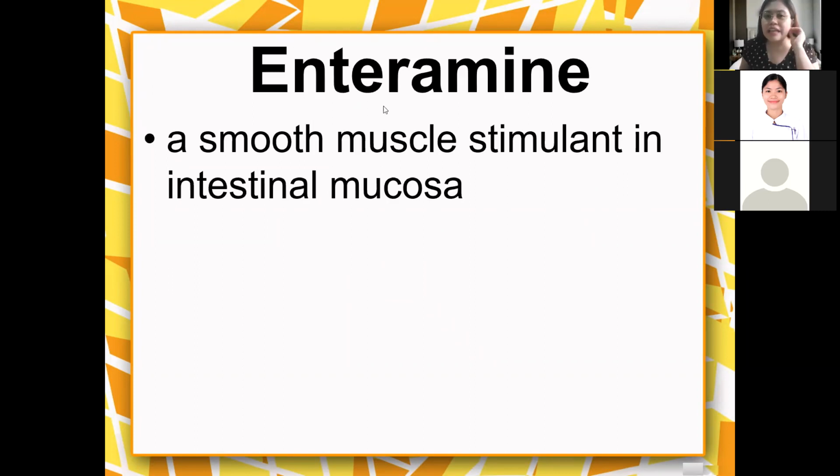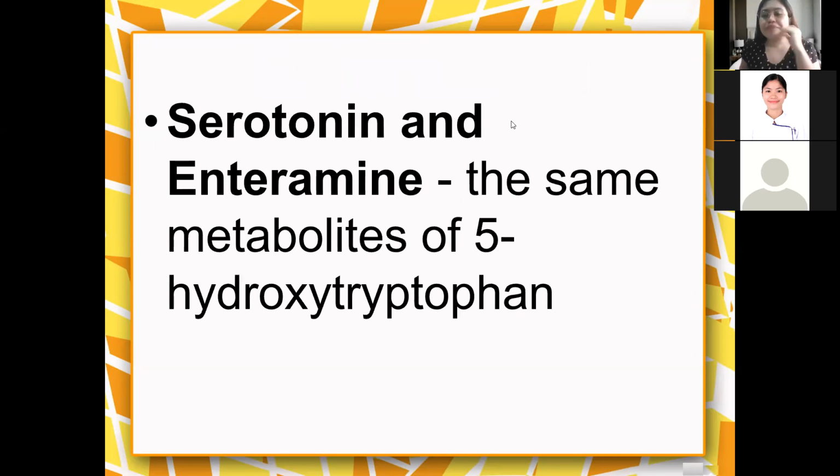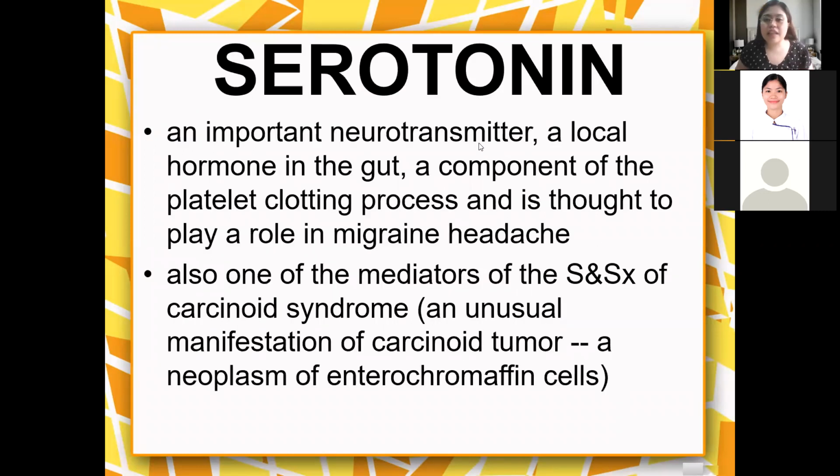Now, we have another one, the enteramine. It's almost similar to serotonin, but this time, it is a smooth muscle stimulant, especially in the stomach. So, it can increase the peristalsis. It can increase the motility of the gastrointestinal tract. Both of them are metabolites of 5-hydroxytryptophan. Therefore, class, if this is a board exam question, histamine is coming from the amino acid histidine, while serotonin and enteramine come from tryptophan. So, both of them come from amino acids.